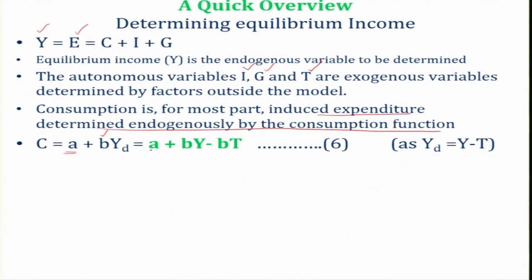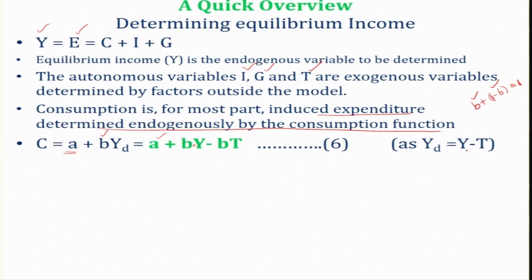Rewriting, we can write that C is equal to A plus B times Y. B is the marginal propensity to consume, and 1 minus B is the marginal propensity to save, and B plus 1 minus B should be equal to 1. So C we can rewrite as A plus the marginal propensity to consume times income Y, minus B times T, where B is again the marginal propensity to consume.